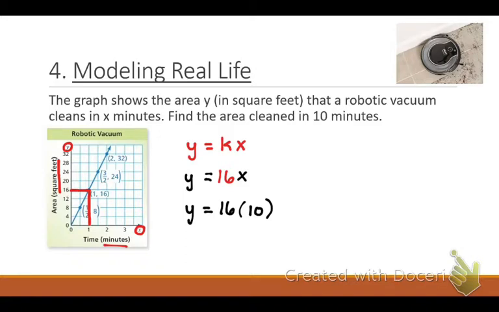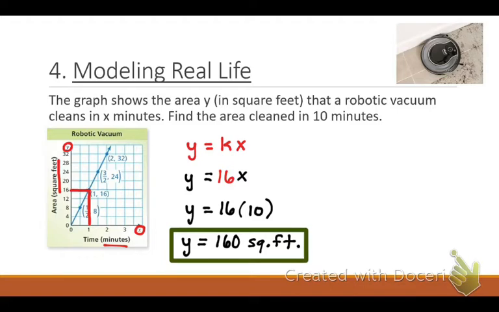So guys, what is the area cleaned in 10 minutes? 160. 160, not feet, square feet. And that's what happens in 10 minutes. Okay, so you're able to use that formula for the constant of proportionality to help you find that.